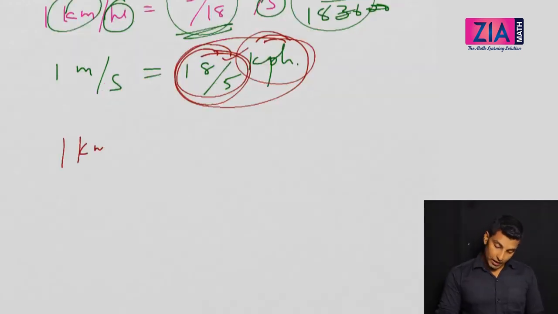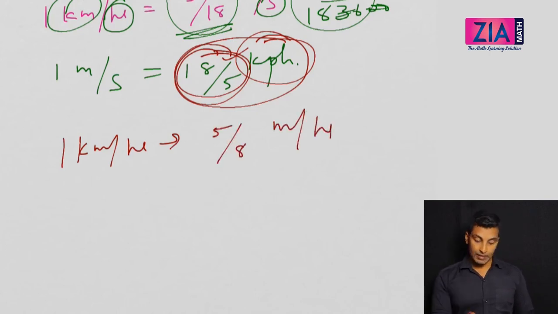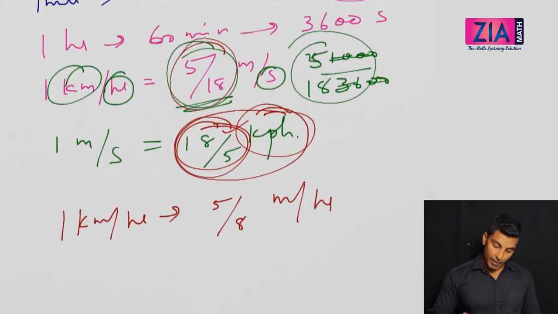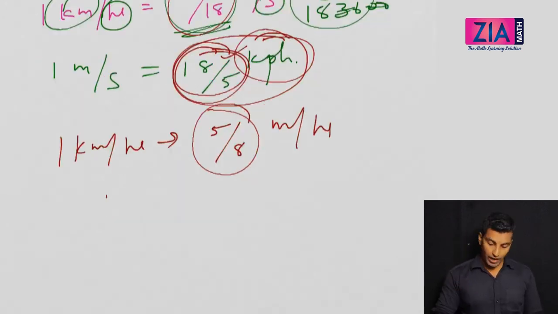Now 1 kilometer per hour, you can also write it in terms of miles per hour. That is 5 by 8 miles per hour. See, that is also easy to remember. Instead of 5 by 18, 5 by 8. Okay. Now 1 yard is equal to 3 feet.